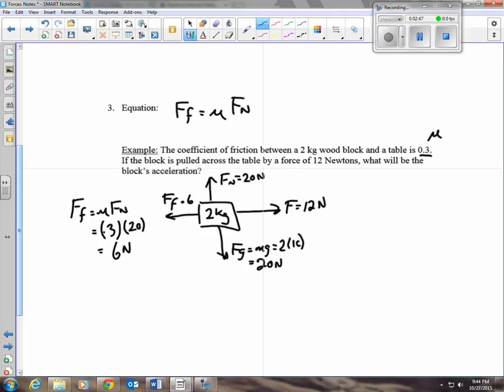So now we can do our net force equation. I have 12 pulling forward, and 6 for friction pulling back, equals the mass, 2, times a. So this means 6 equals 2a, so a is going to be 3 meters per second squared.